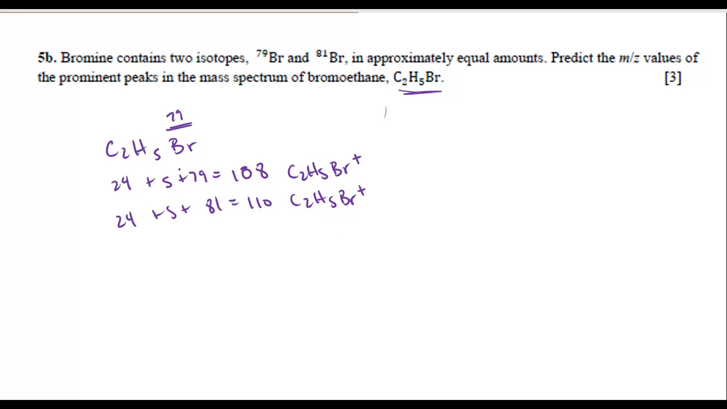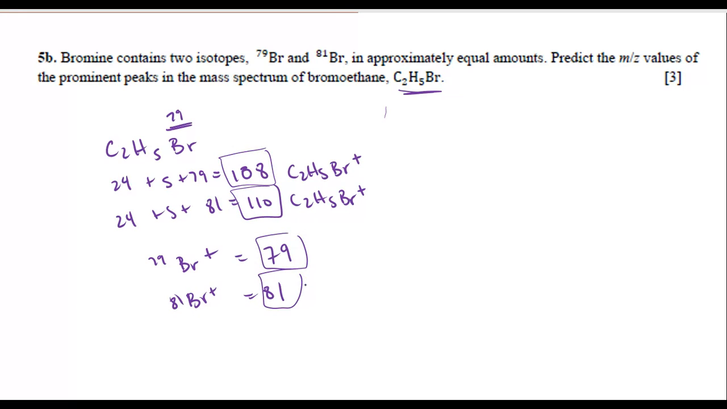We would have bromine pop off. So we would have that bromine 79 with a mass of 79 and bromine 81 with a mass of 81. So I've got peaks at 108, 110, 79, 81. And the last guy is what happens when the bromine pops off. And I've got C2H5 with that charge because we ionized it in the mass spec machine. 2 times 12 is 24. 24 plus 5 is 29. So another prominent peak would be at 29.